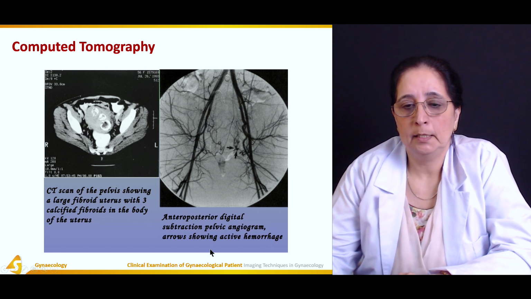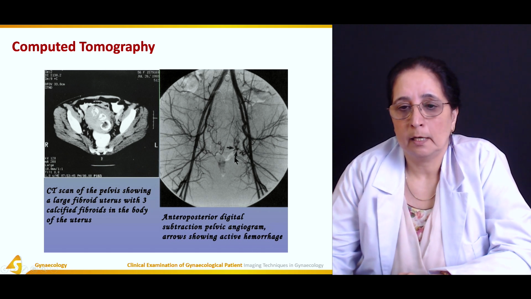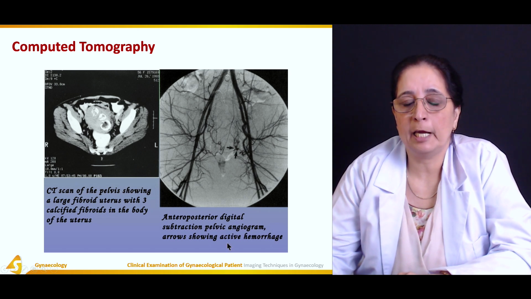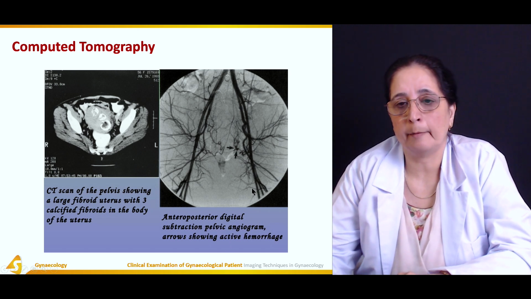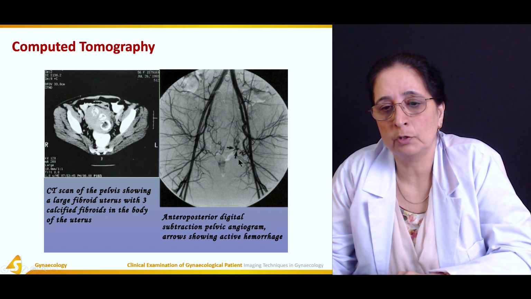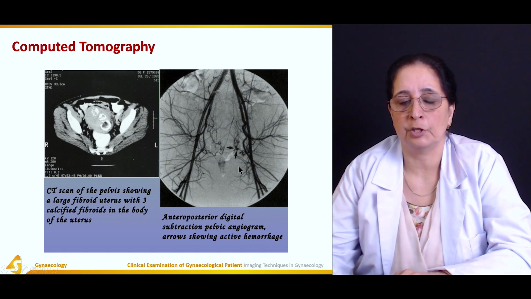Here you can see the hemorrhage. These arrows show the anterior-posterior digital subtraction angiogram, pelvic angiogram, in which the study of the blood vessels is done. And then these arrows show the hemorrhage or the blood flow from the blood vessel, active hemorrhage here.